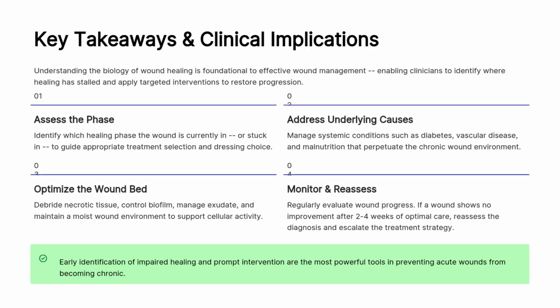Understanding wound healing biology is crucial for effective management. Clinicians should assess the healing phase, address systemic conditions, and optimize the wound bed. Regular monitoring and reassessment are vital. Early identification and intervention can prevent acute wounds from becoming chronic.